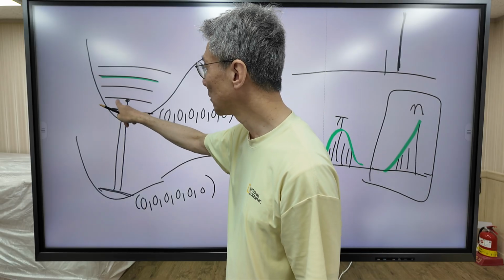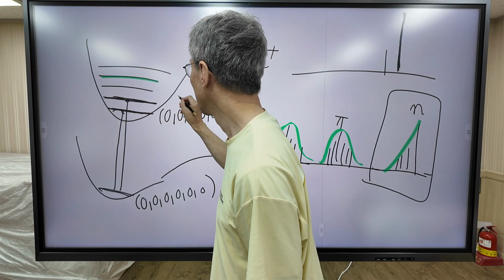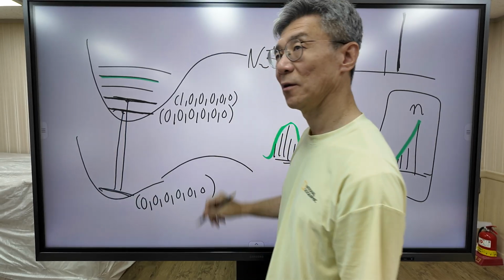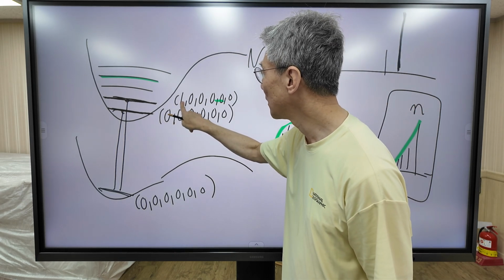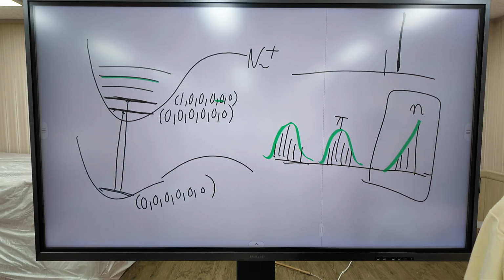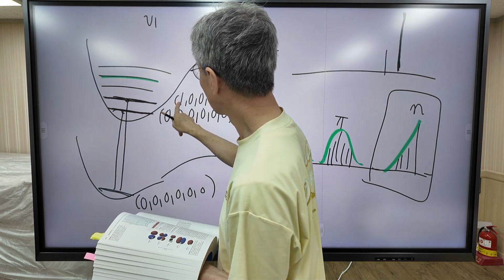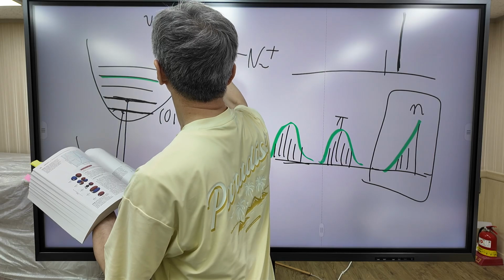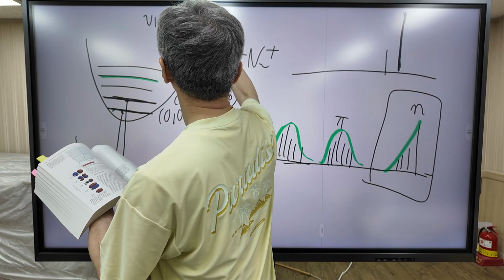The question is, what is the quantum number of this state? The quantum number of this state is 1, 0, 0, 0, 0, 0, right? All the other 5 quantum numbers are 0. Only the first quantum number is excited from 0 to 1. And according to our textbook, this is the first mode, which corresponds to CH2 bending. The picture of the first mode looks like this.